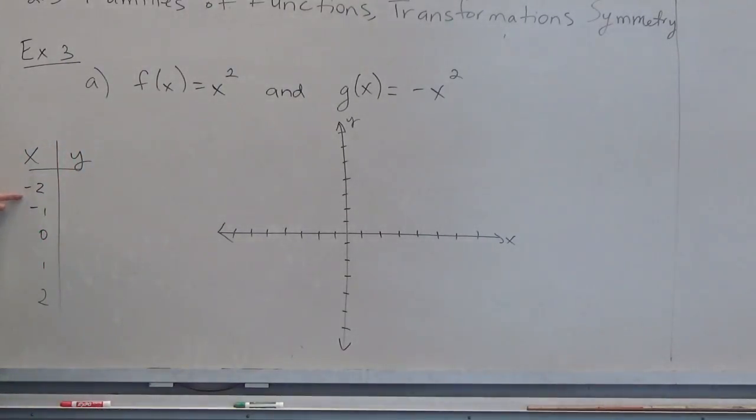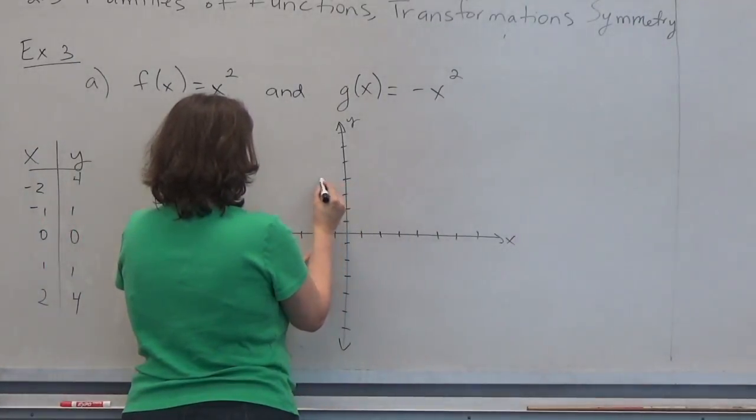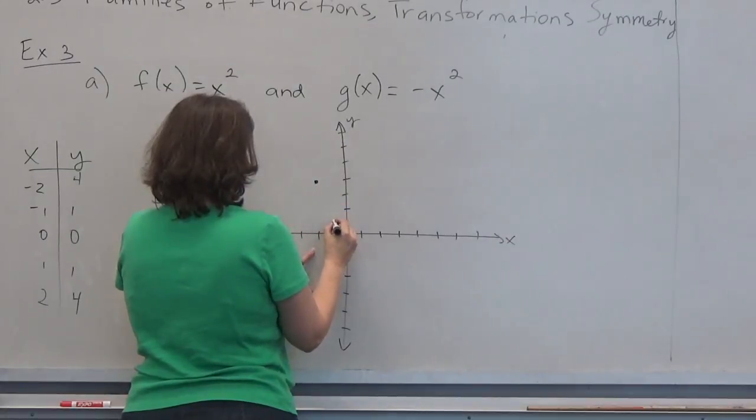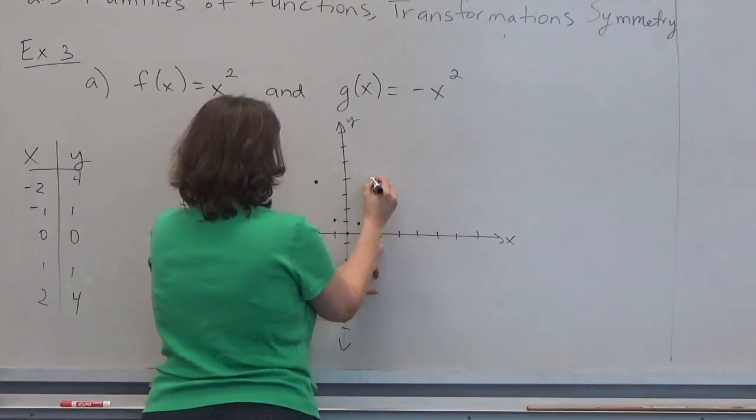We know that these x values are really good ones to start with. Putting these x values in would give us back y values of 4, 1, 0, 1, 4. And we can quickly find that. Plot these: negative 2, 4, negative 1, 1, 0, 0, 1, 1, and 2, positive 4.